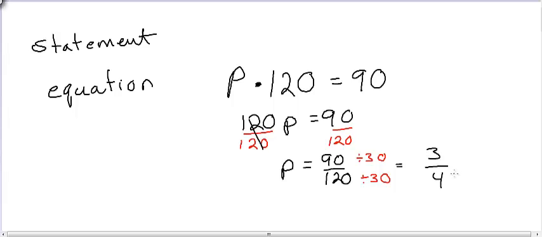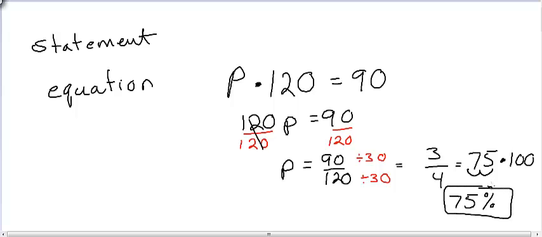To change this into a percent, I'll first change 3/4 into a decimal, which will give me 0.75. Then I'll multiply by 100 to change to a percent, the effect of which is move my decimal point 2 spaces to the right. So 75 is my percentage, and I'll add my percentage sign to it.